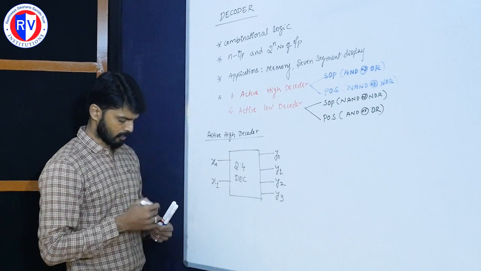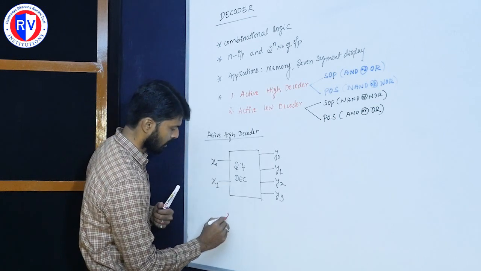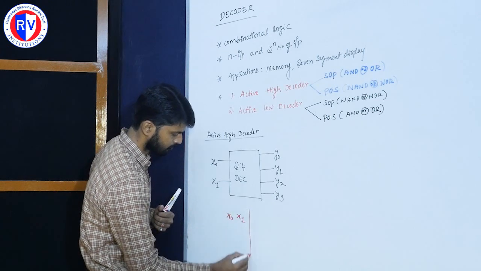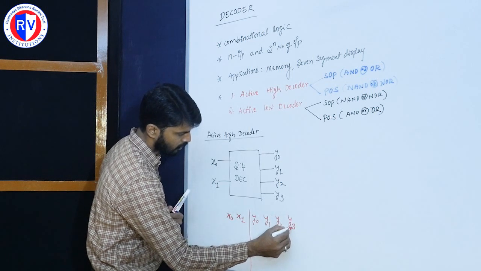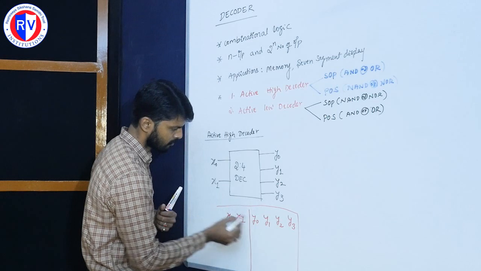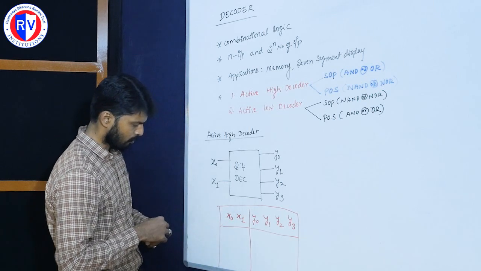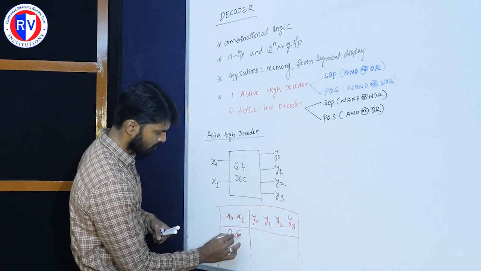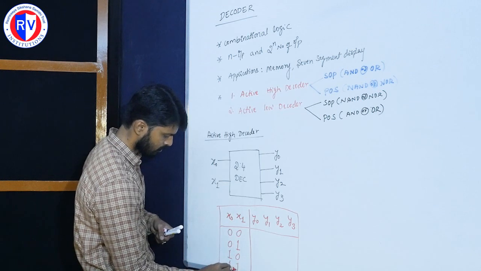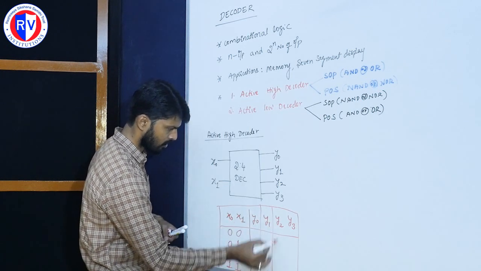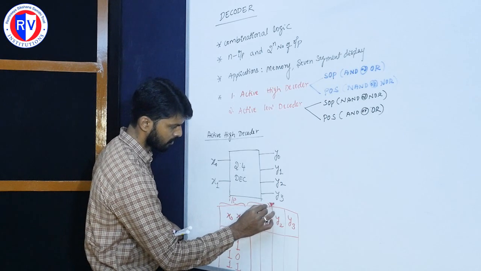For this we need to construct a truth table. If I construct a truth table for the same, x0 and x1 are the inputs, and y0, y1, y2 and y3 are the outputs. In this case, the combinations are 0 0, 0 1, 1 0 and 1 1, correct? So this is the input and these are the outputs.